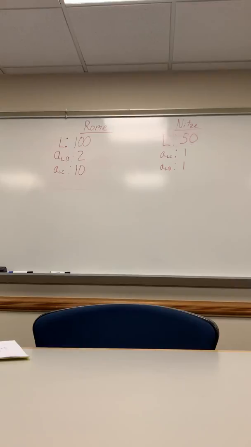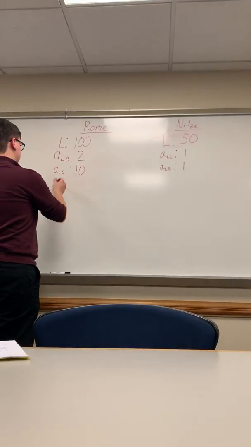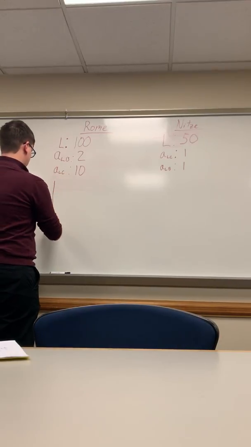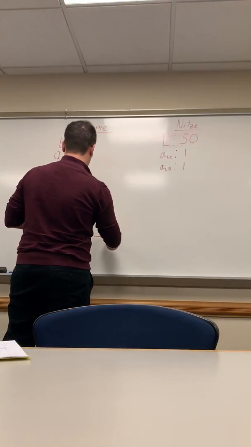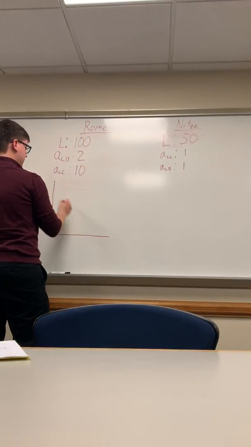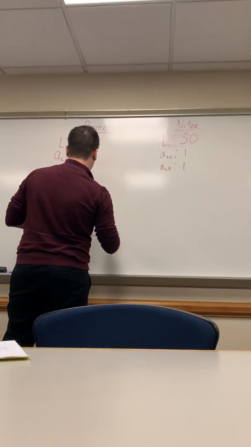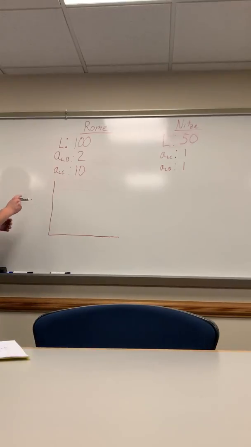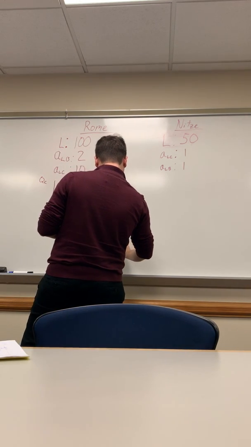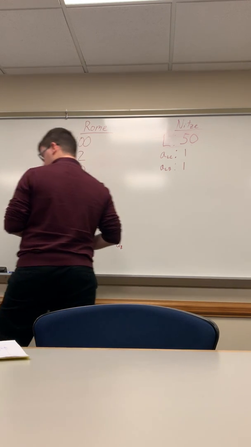Okay. So I think the easiest way when you're doing a Ricardian model, for me, the first thing that I like to do is draw my production possibility frontiers, right? So if this is our PPF for Rome, and we put our quantity of goods C here, quantity cheese, and quantity bread.